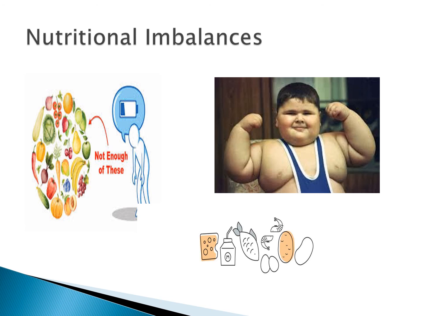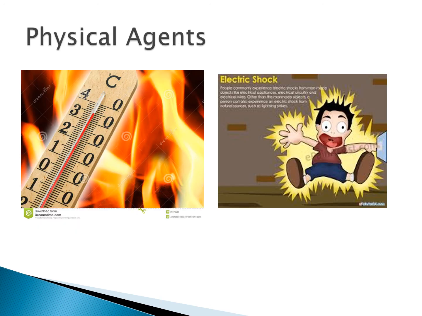Nutritional imbalances also can lead to cell injury, whether from undernutrition or malnutrition, for example, not getting enough of certain types of food, proteins, carbs, or vitamins, for example, the vitamin deficiencies, ending with the nutritional excess, like obesity and its associated diseases. Physical agents like trauma, extremes of temperatures, electric shock, for example, all of these also can result in injury. So these are the causes of cell injury.